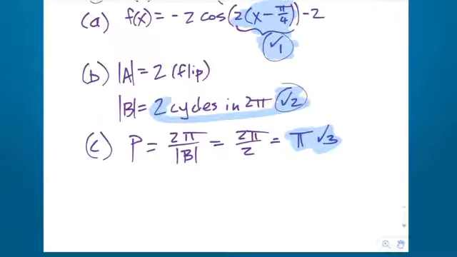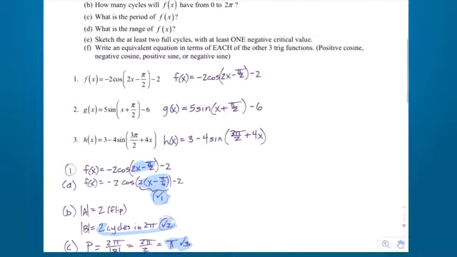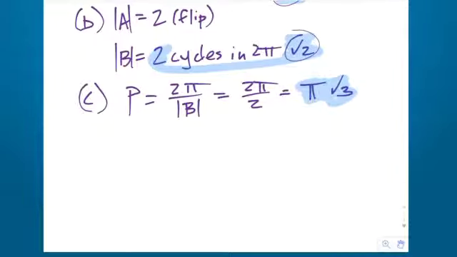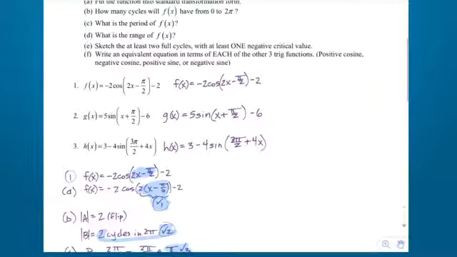Radians. Yeah, nothing. Okay, good. Letter D, what's the range? So before we sketch it, we can find the range. Remember the range, you want to write it like this.